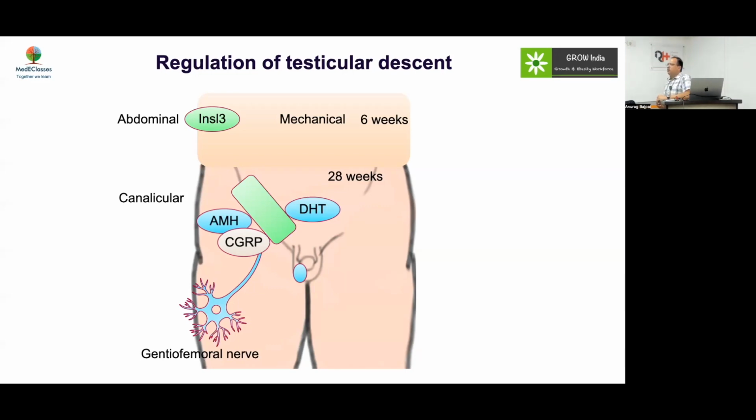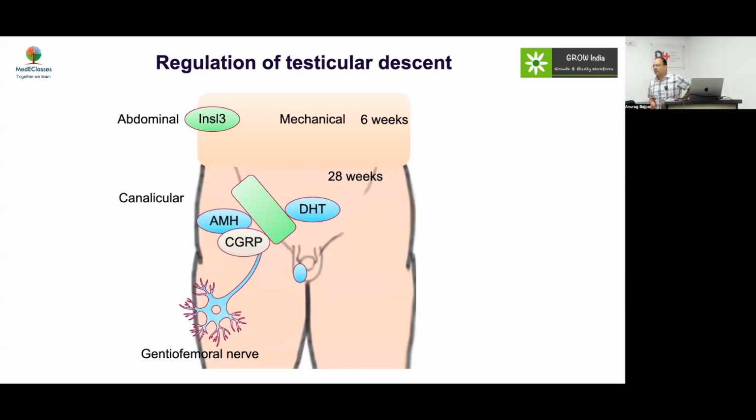So as you said, if you have a complete gonadal dysgenesis, you will have an abdominal gonad. If you have a problem in AMH, a problem in testosterone production, a problem in testosterone action, you are more likely to have an inguinal position of the gonad. You will have an undescended testis.